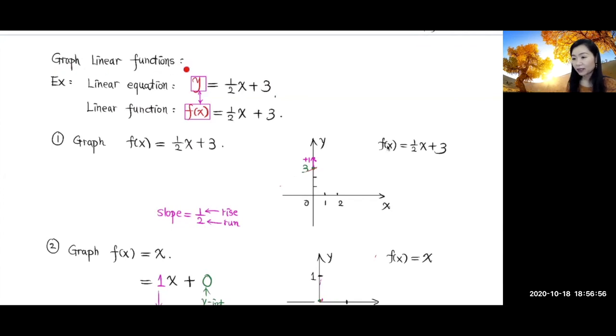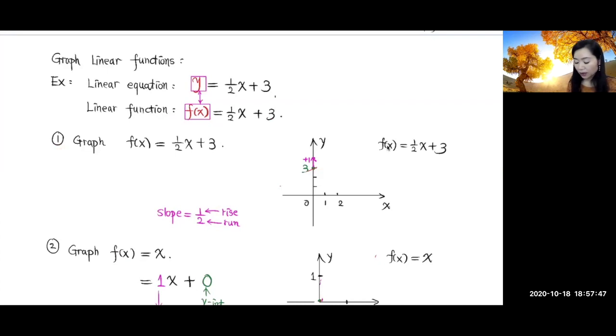Linear functions. Well, linear equation. Remember, before we talk about linear functions, a linear equation is an equation of degree 1, like y equals 1/2 x plus 3. For a linear function, we just replace this y by f of x. Think about this f of x and y as interchangeable. This is the function notation, okay? So f of x equals 1/2 x plus 3. This is a linear function.